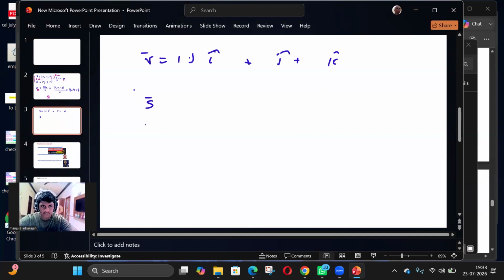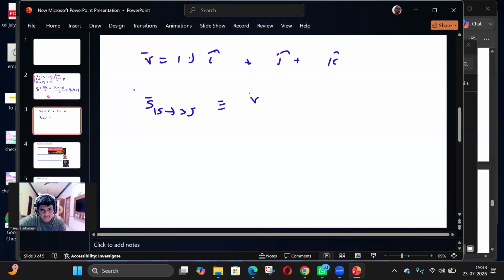What is the question? Displacement. Yeah, to find displacement, R is given. In what time interval? From t equal to 1 second to t equal to 3 seconds.